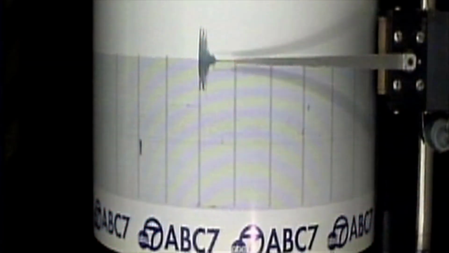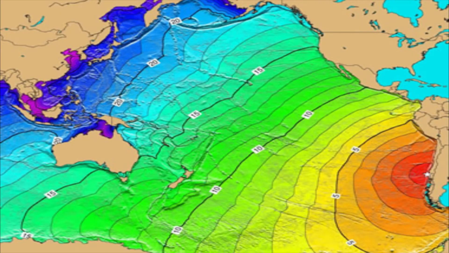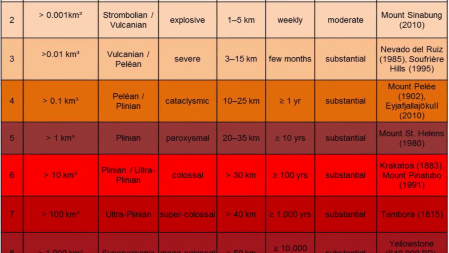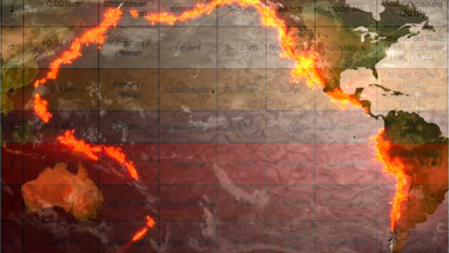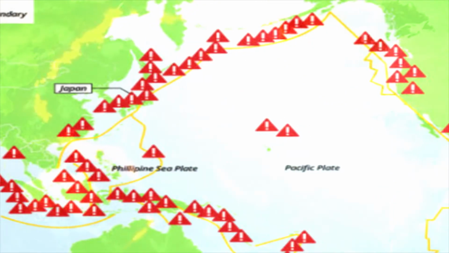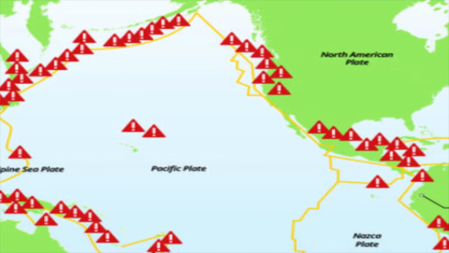Shallow earthquakes over a 2.5 magnitude are human-felt, recorded up to 9.5. Volcanoes occur between a volcanic eruption index of 1 and 8. The Ring of Fire circling the Pacific Plate hosts 90% of the global annual earthquakes and 75% of its volcanoes.